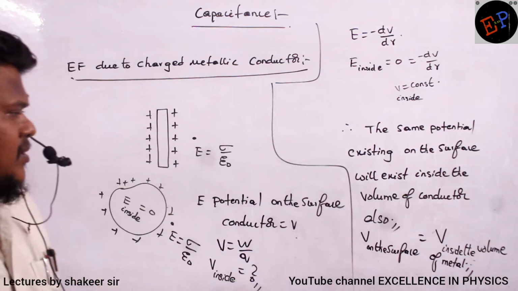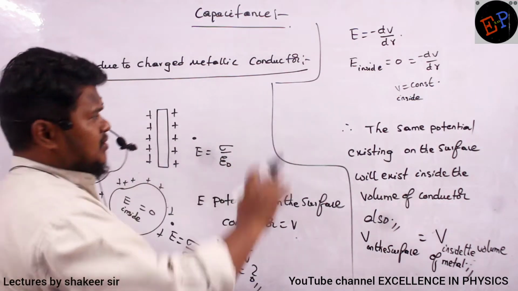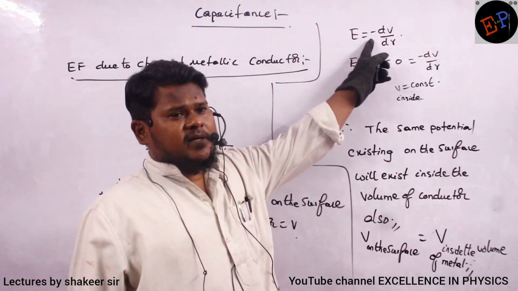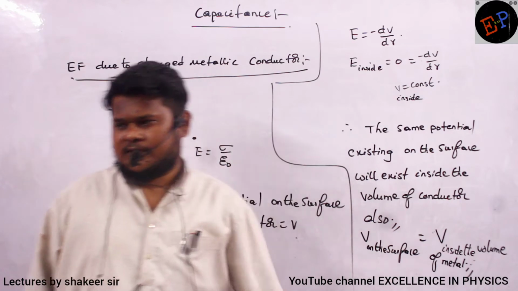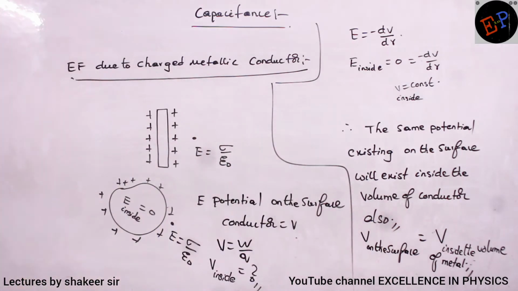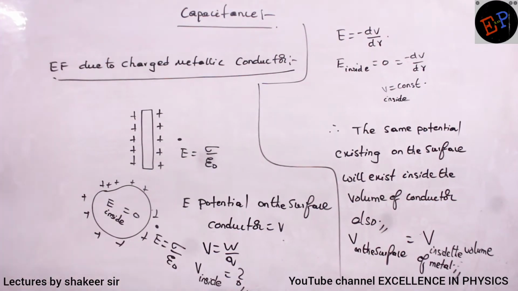Is it clear? What is the reason we have studied, no? The reason is E is equal to minus dV by dr. E is 0, so dV by dr is also 0. It means potential is a constant. Make a note.